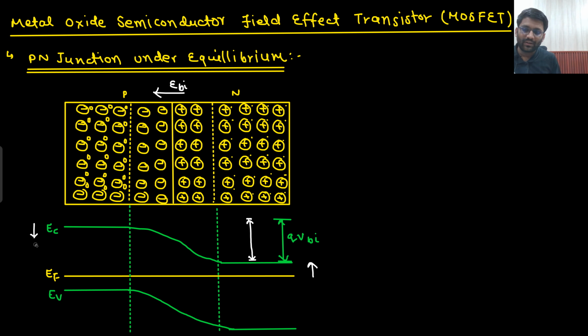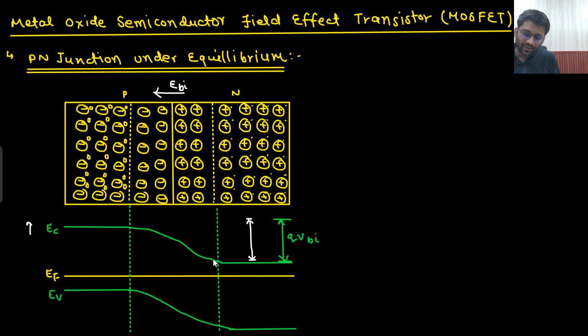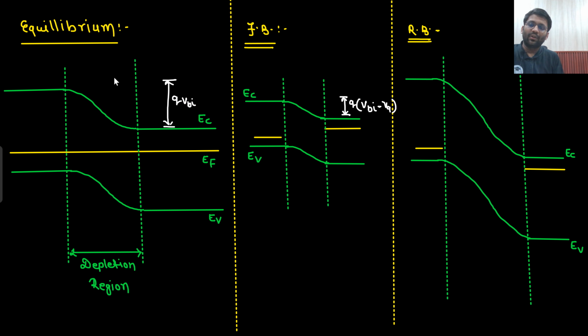So this side would go up when it comes to reverse bias. Sir, this side would go up and this side would come down. So what really happened? This side would go up, this side would come down. So that means barrier has increased. And what will be the new barrier? Can anyone tell?